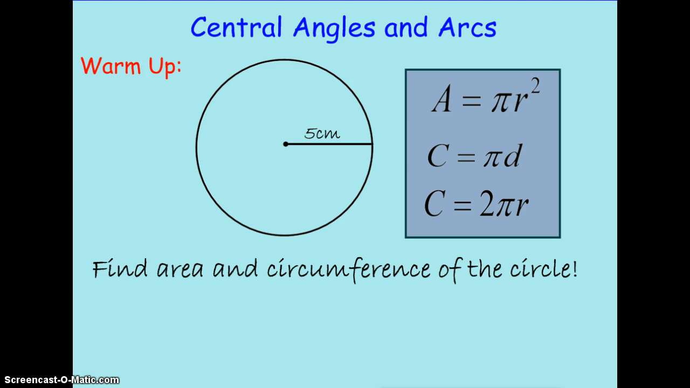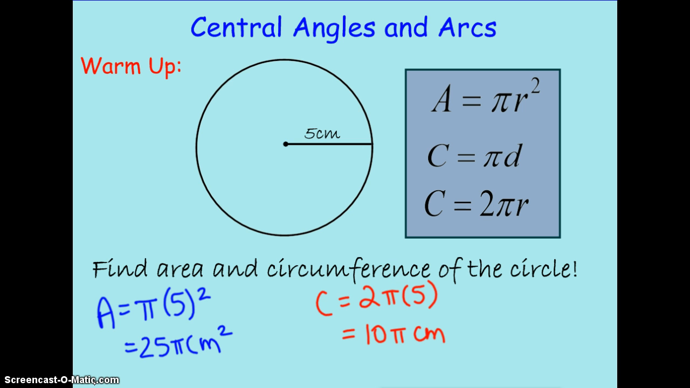What I'd like for you to do is try this warm-up problem. Using the following formulas, find the area and the circumference of the circle. So 5 is the radius, so I would use pi r squared to find the area, so pi times 5 squared. And then for circumference, I would use 2 pi r since we're given the radius, and that would give me 10 pi centimeters.